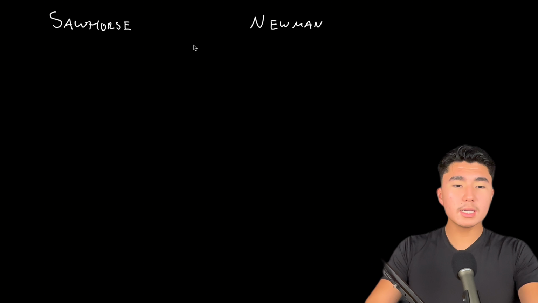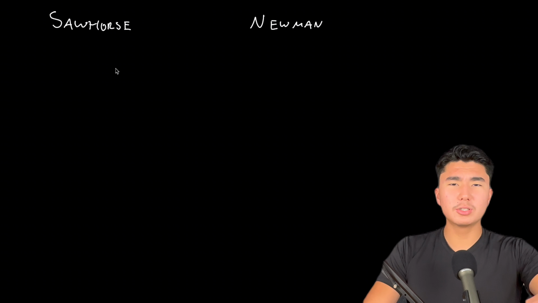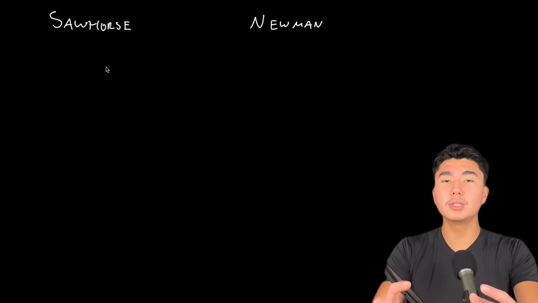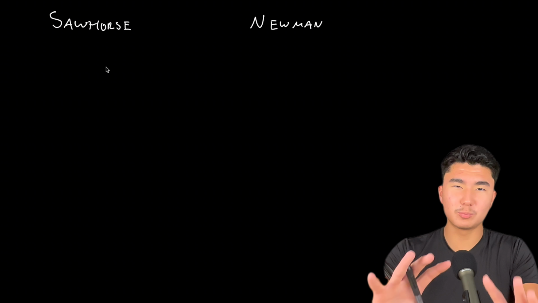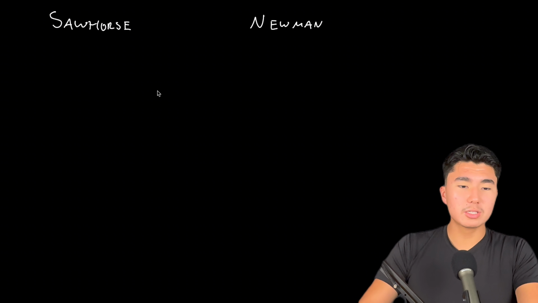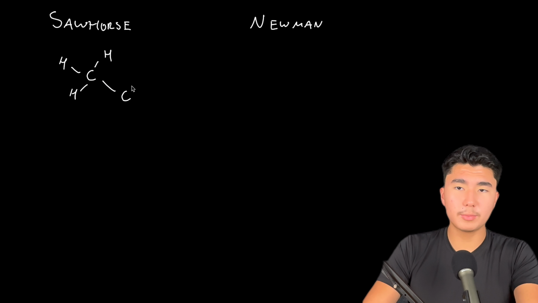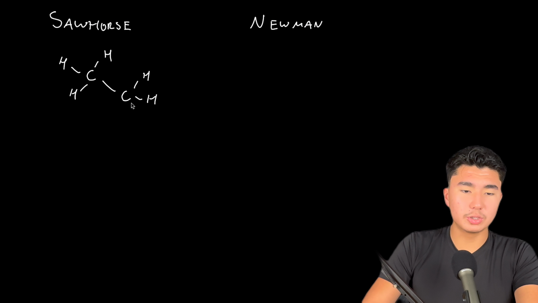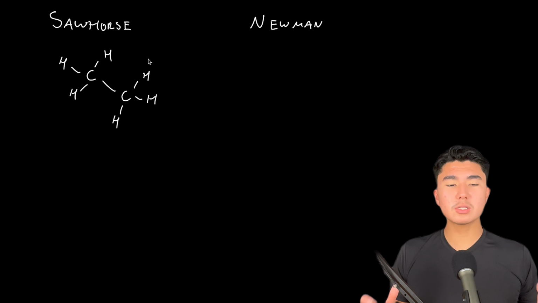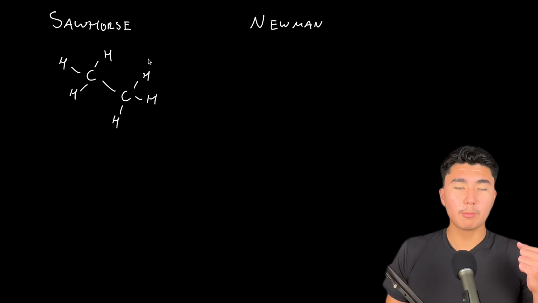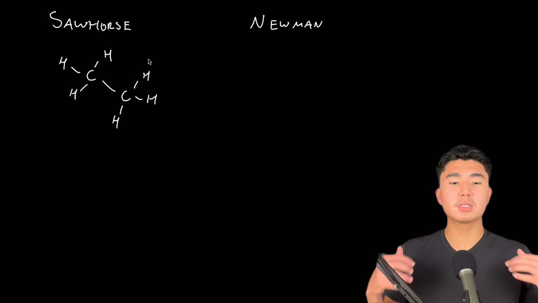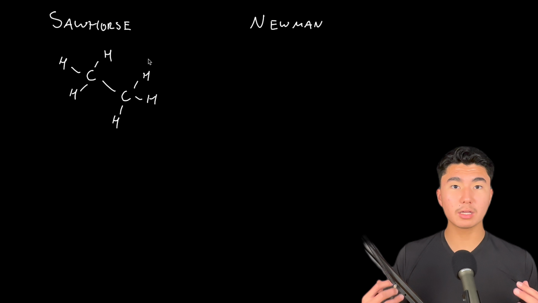The sawhorse is going to look like your generic 3D organic molecule that we're going to try to draw out as a 2D model. So it'll be something like we have a carbon over here, we have a hydrogen and a hydrogen over here, then that's bonded to a carbon. This is going to be a hydrogen, yet another hydrogen. So this is what we might see in a sawhorse projection. And this is how we're trying to distill an organic molecule into what we might see from a 2D dimension.